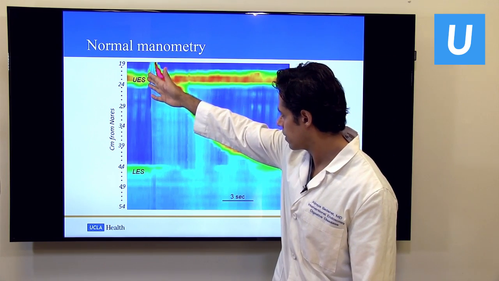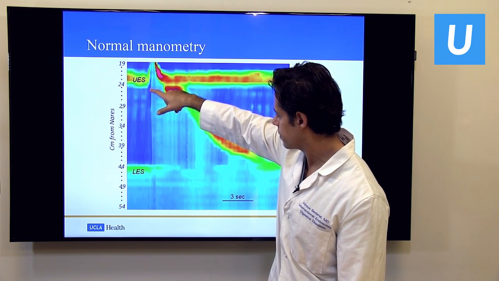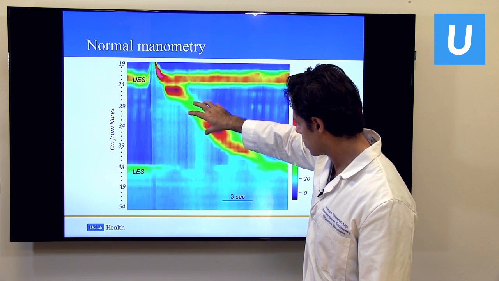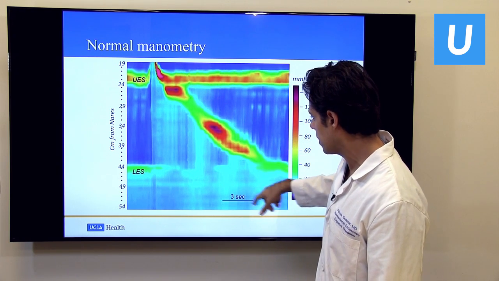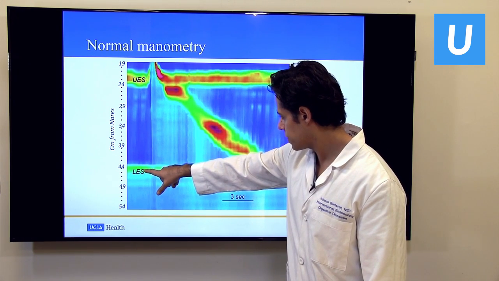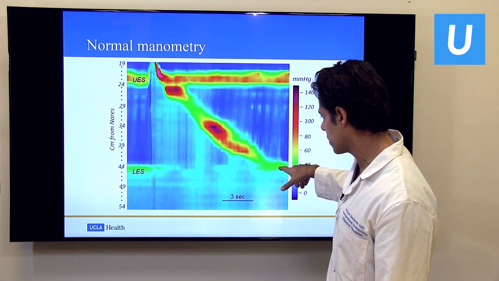So if we're starting here, a swallow happens. This opening is the upper esophageal sphincter. And then with time, the esophagus is transporting the bolus down into the lower esophageal sphincter and into the stomach. And importantly, with the swallow, the lower esophageal sphincter pressure relaxes. So you can see here the pressure has relaxed and it goes back to normal.